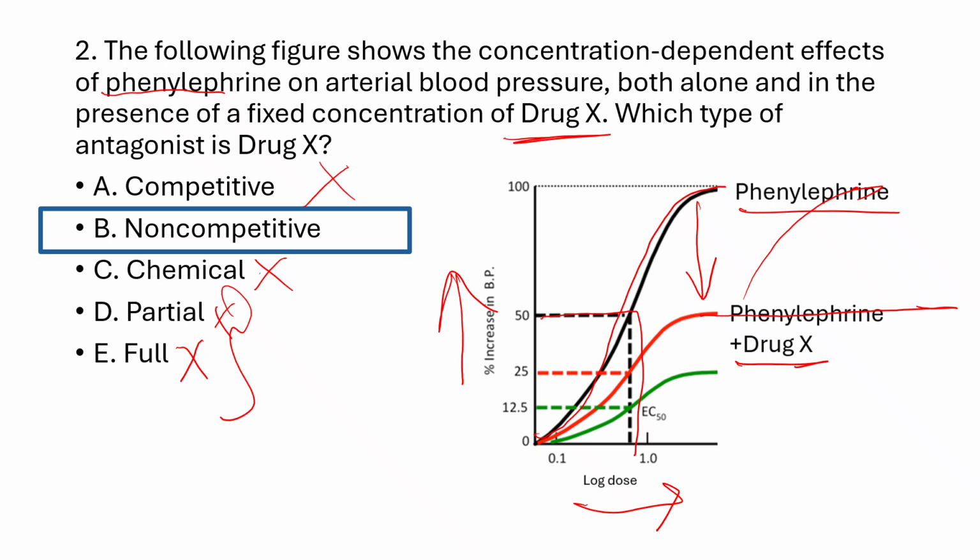The take-home message is that non-competitive antagonists decrease maximum efficacy, with the same potency. There is no change in the potency or Vmax or ED50.